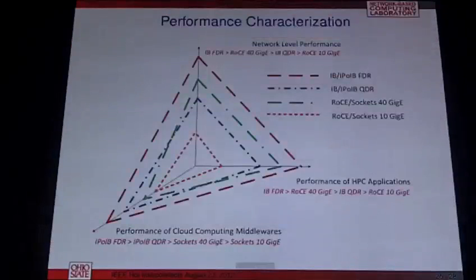To provide a global overview of the different results, at the network level, IB FDR is providing the best performance compared to RoCE 14GigE. For the HPC applications, IB FDR is still providing the best performance, followed by RoCE 14GigE. But for cloud computing, IP over IB FDR is providing the best performance, followed by IP over IB QDR. The reason for this difference is that we think the Mellanox OFED is optimized and provides better performance for QDR with IP over IB.